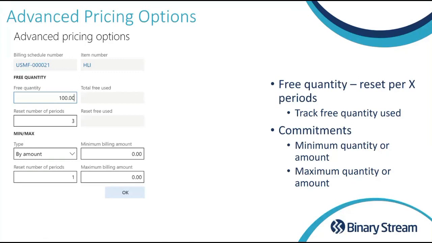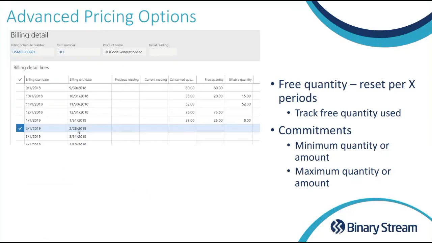We also have in the lower portion of this screen the ability for committed amounts, minimum billings by amount or by quantity, maximum billings by amount or by quantity. For example, this is the free quantity. Here's an example where with that 100 free, in month 1 I've used 80, month 2 I've used 35, and it bills for the overage. Month 3 I've used the 52, it bills the entire amount. It resets after the 3 months and starts doing that process over again.